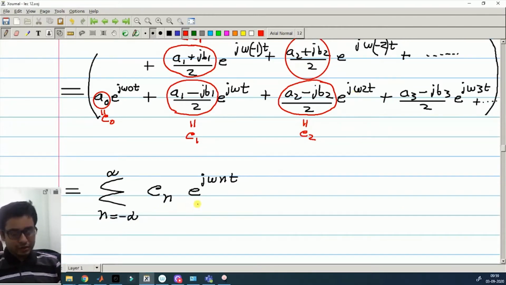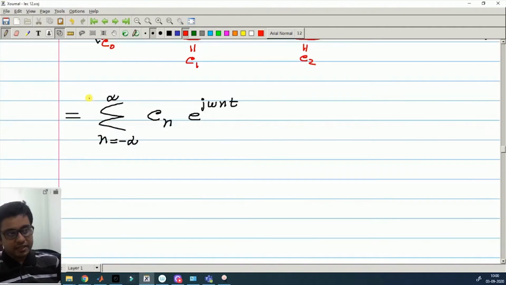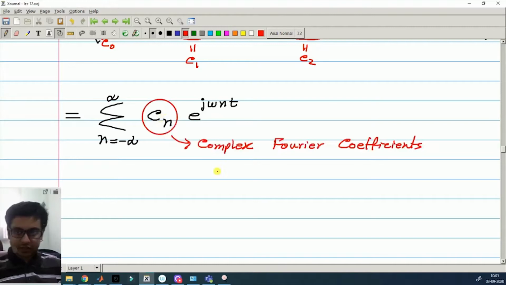So the signal x(t) is written as an infinite sum of complex exponential signals e to the power j omega n t, and these coefficients are called complex Fourier coefficients.